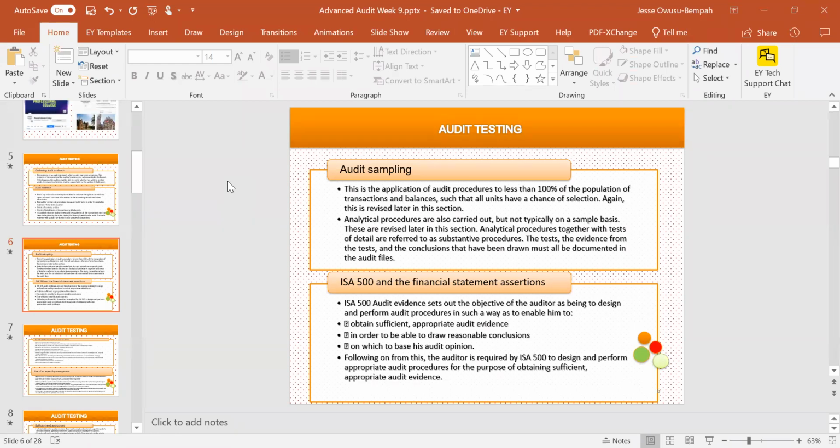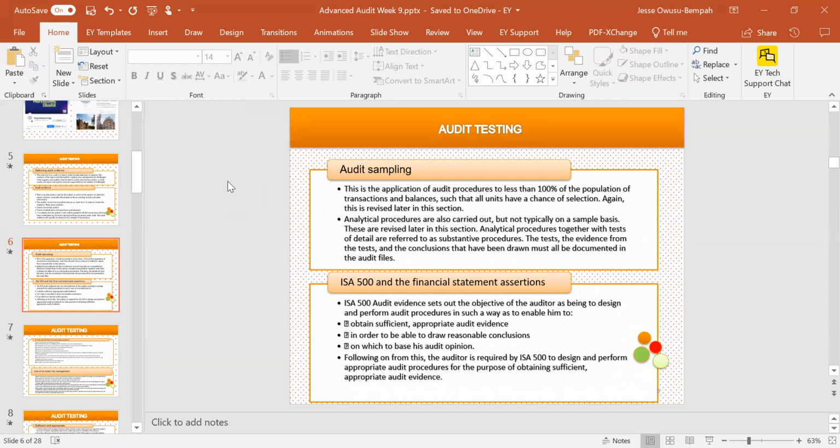We've already talked about the objective of the auditor. He has a lot of objectives, right? But in relation to the testing of the transactions or of the controls in the audit, the objectives of the auditor would be to design the audit procedures, right?